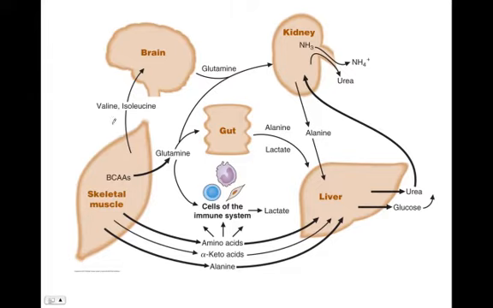The branched-chain amino acids are taken up by the brain. Within the brain, these are required for neurotransmitter synthesis. The brain, in turn, releases glutamine that can be used as a fuel source in the kidney, as well as providing ammonia used in buffering. The kidney, in turn, releases alanine, which can be taken up by the liver and used to synthesize glucose.